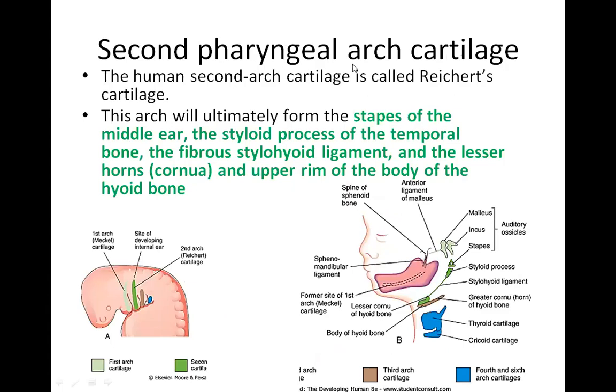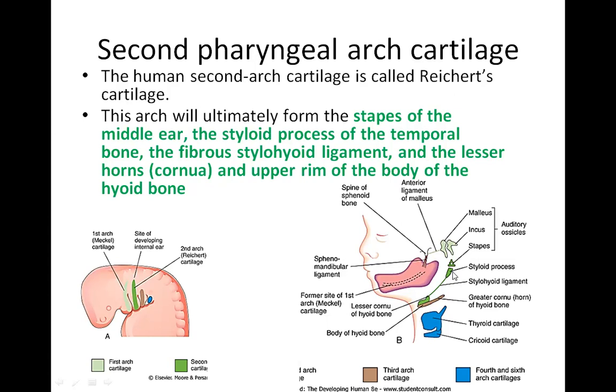Then comes the second pharyngeal arch cartilage. Now the human second arch cartilage is known as Reichert's cartilage. So this arch will ultimately form the stapes of the middle ear and the styloid process of the temporal bone.